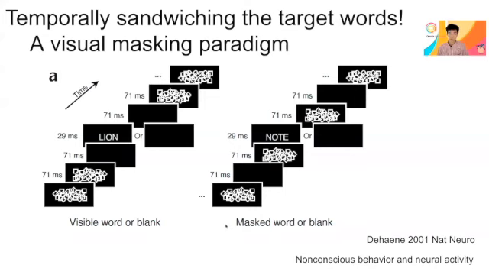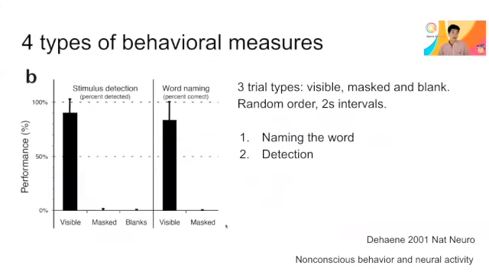So this is a visual masking paradigm. The upshot of this study is that they used fMRI and EEG together with 4 different kinds of behavioral measures, plus one supplementary experiment. I'll go through each of these one by one. Let's go first to 2 measures of the behavioral experiment.